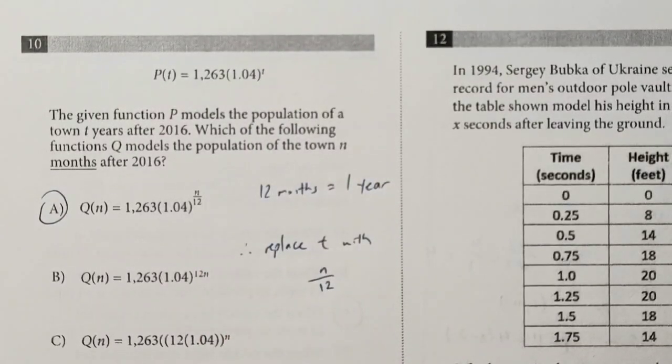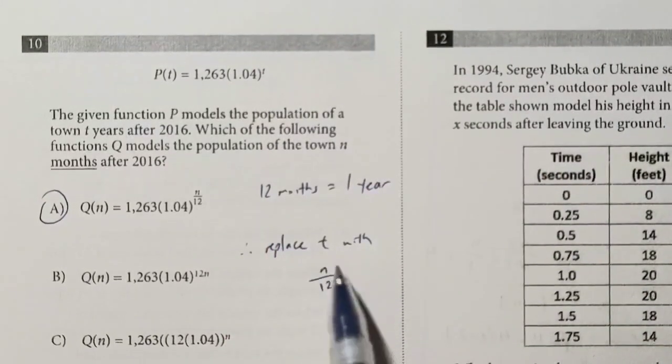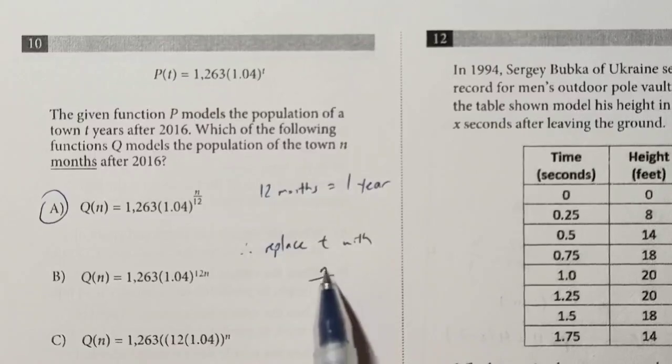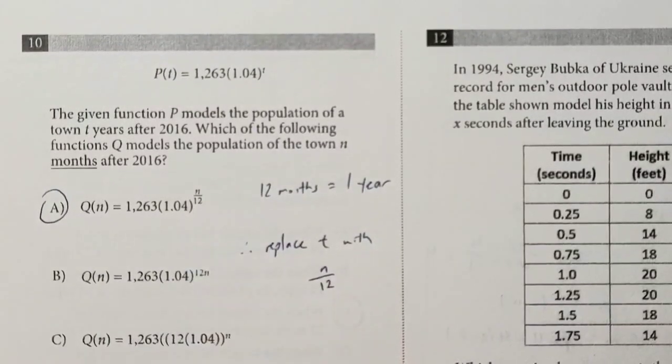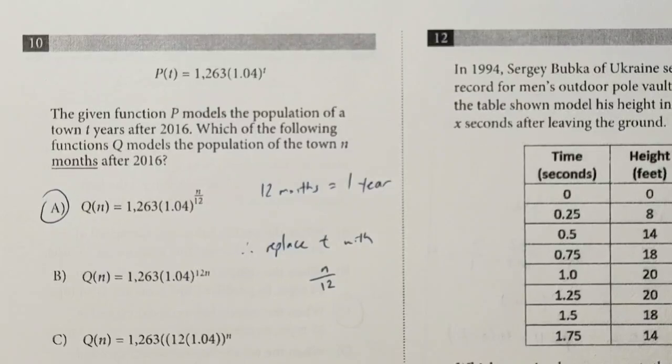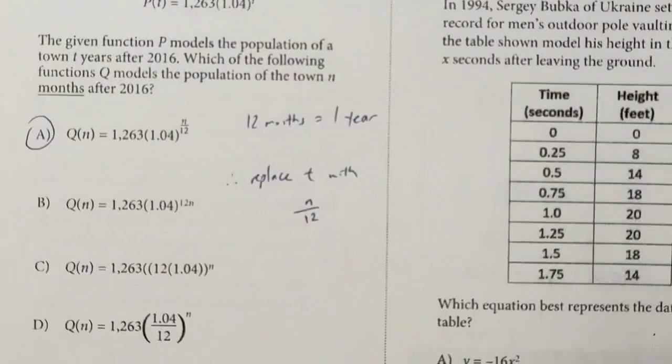And when you have 2 years, that's 24 months. So t is 2, and we need this to be 2 when n is 24, and it is. So you can replace t with this. Choice A. That's how I like to think of it, and I always check with easy checks like that. All right.